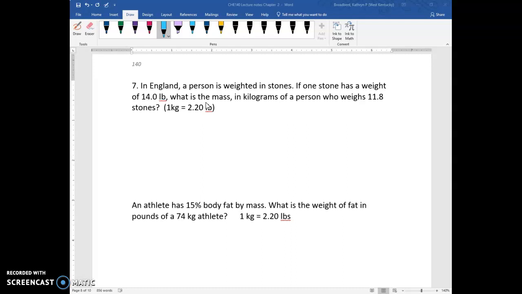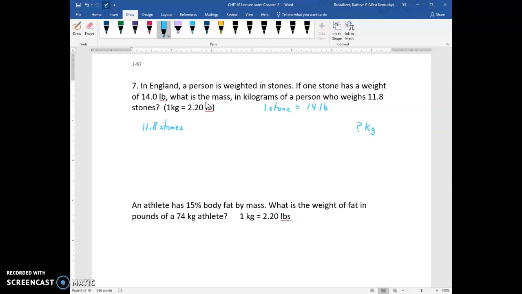So in England, a person is weighed in stone. 1 stone has a mass of 14 pounds. So 1 stone is equal to 14 pounds. What is the mass in kilograms of a person who weighs 11.8 stones? So we're starting with 11.8 stones. We would like to know their mass in kilograms. We have a relationship of stones to pounds. We know how many stones are in pounds.